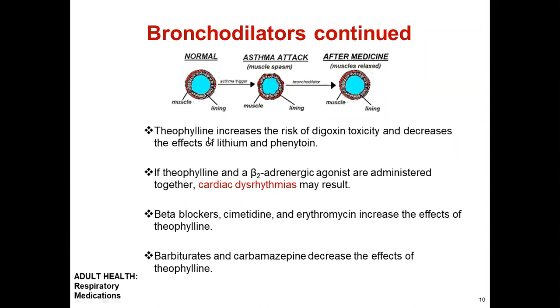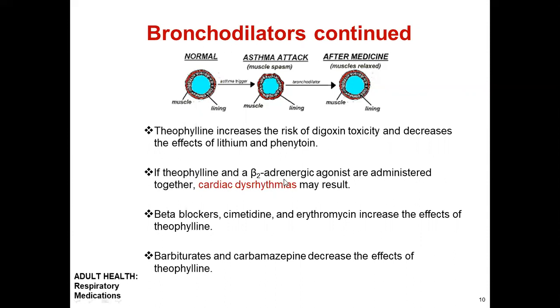toxicity. When you give digoxin and theophylline together, the chance of digoxin toxicity increases, and it also decreases the effect of lithium and phenytoin. Lithium is a mood stabilizer, a very important antipsychotic medication, and phenytoin is a medication we use for seizures. But when you give digoxin with theophylline, or lithium with theophylline, or phenytoin with theophylline, the activity is reduced. The chance of digoxin toxicity increases.